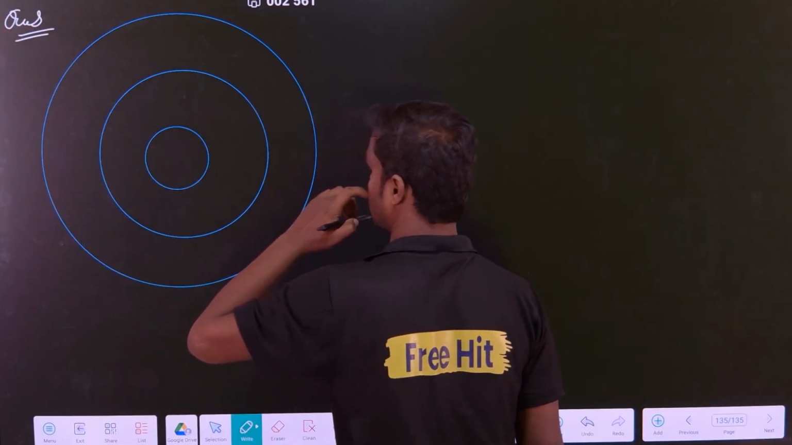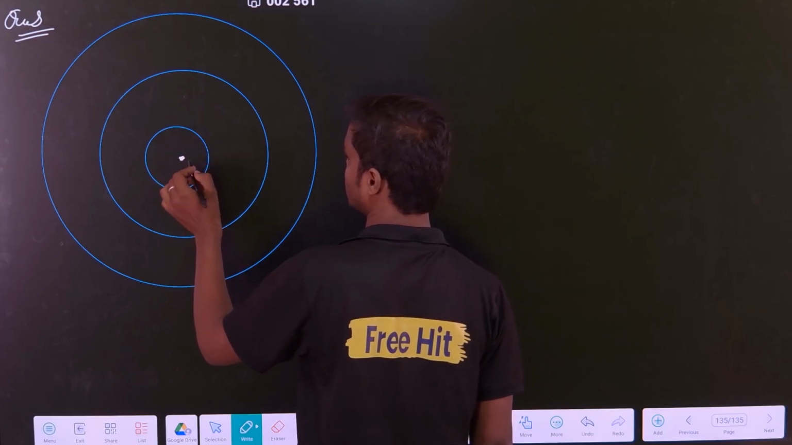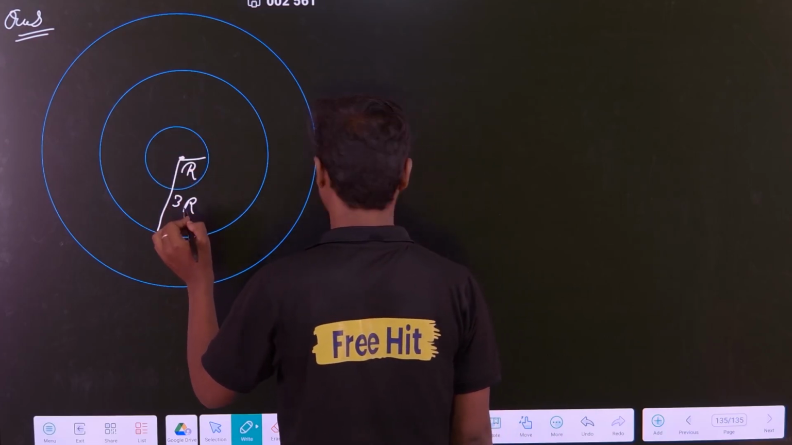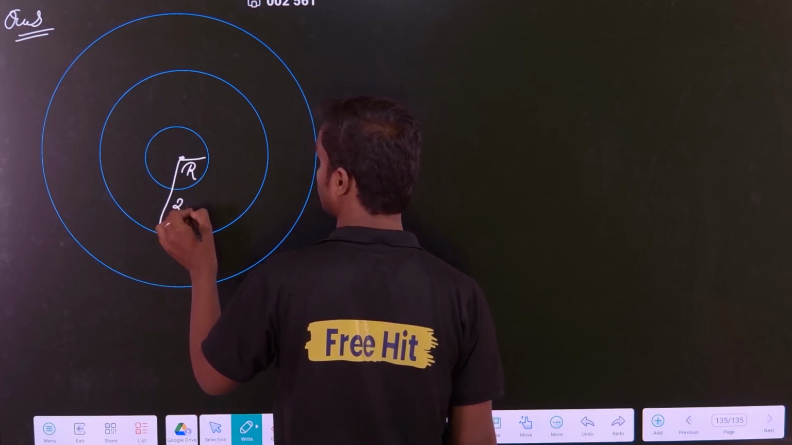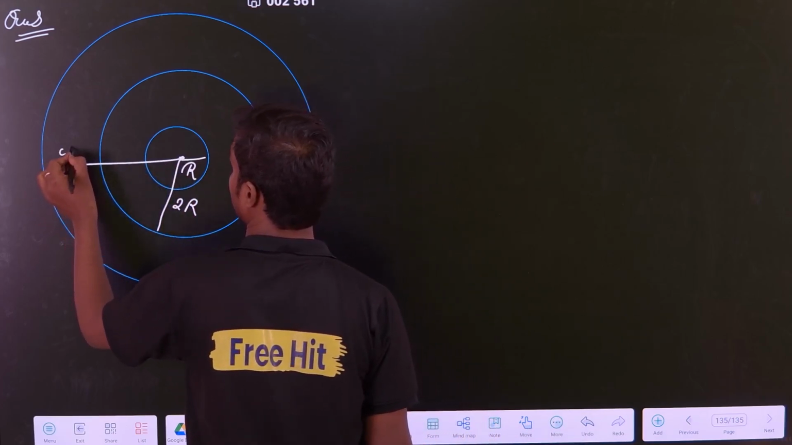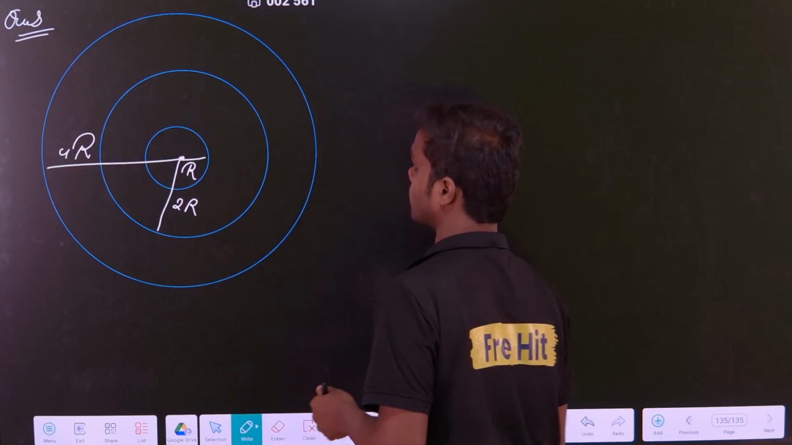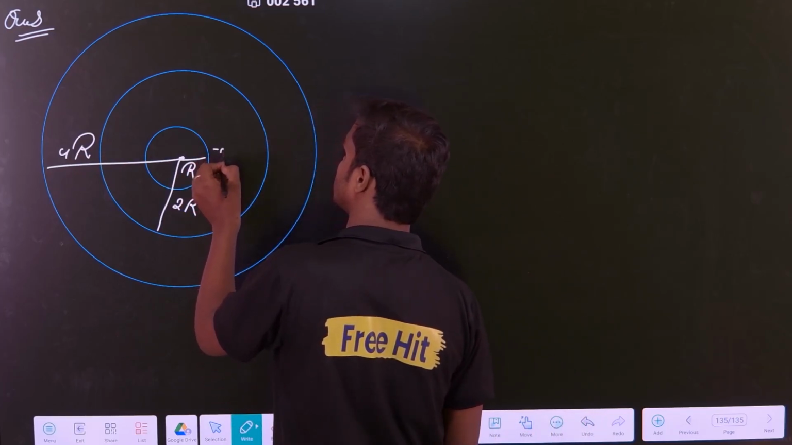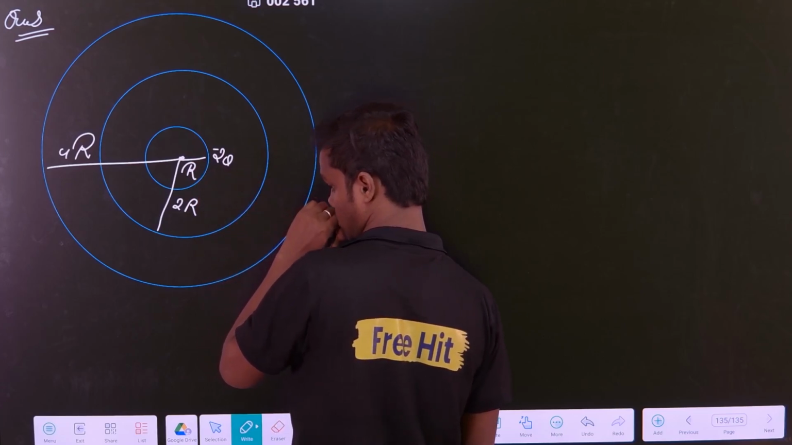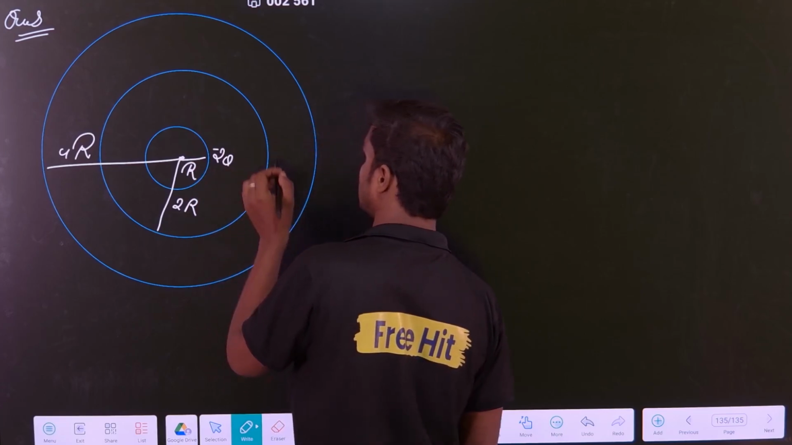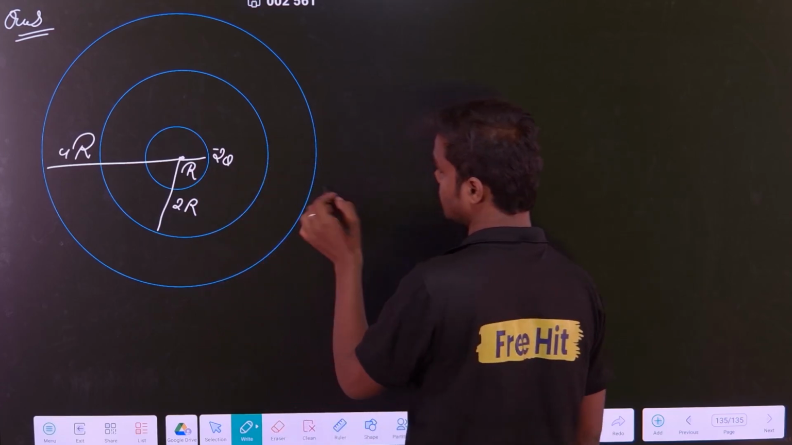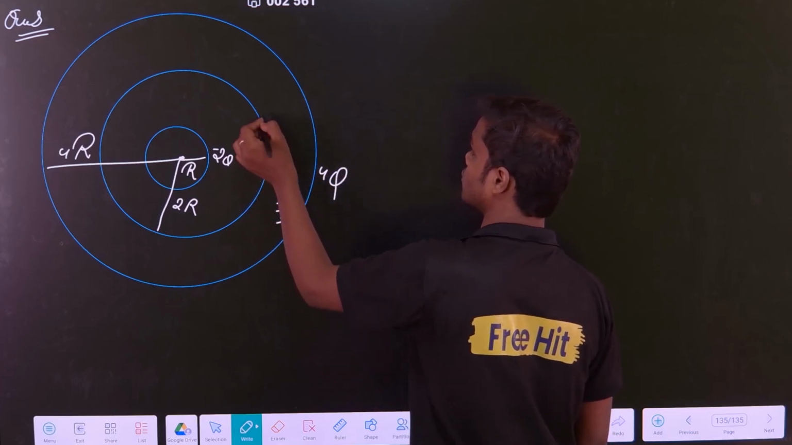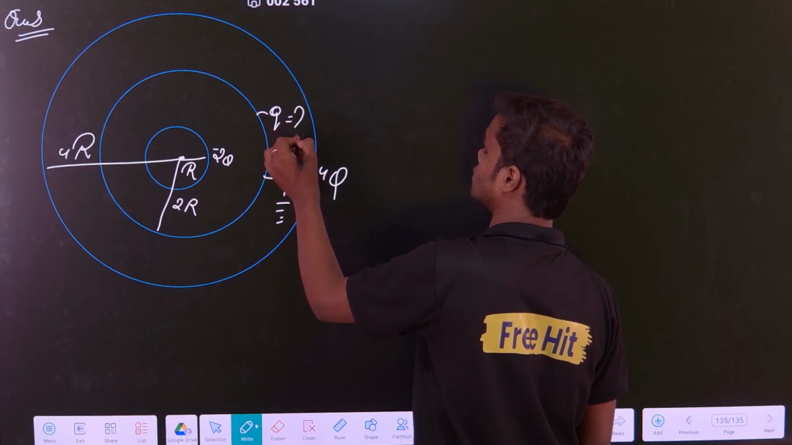Okay, so suppose these are concentric, the center is there. Suppose this radius is r, the next radius is 2r, and this radius is 4r. Okay, for simplification, this condition is given. Suppose on this surface the charge is minus q, and suppose on this surface the charge is plus 4q. And this surface is connected to ground. So you have to find the charge on this surface. How much charge will be there?